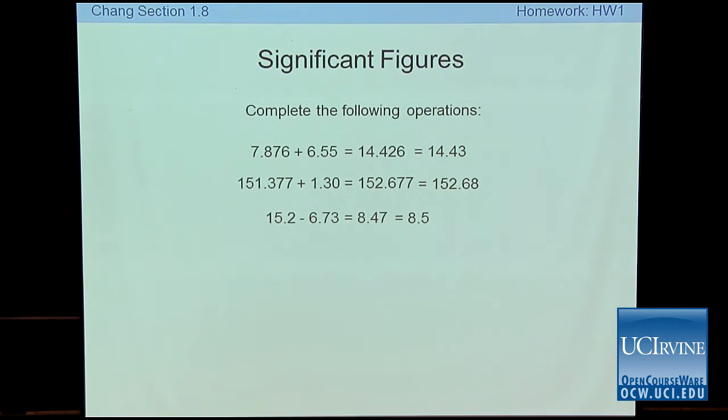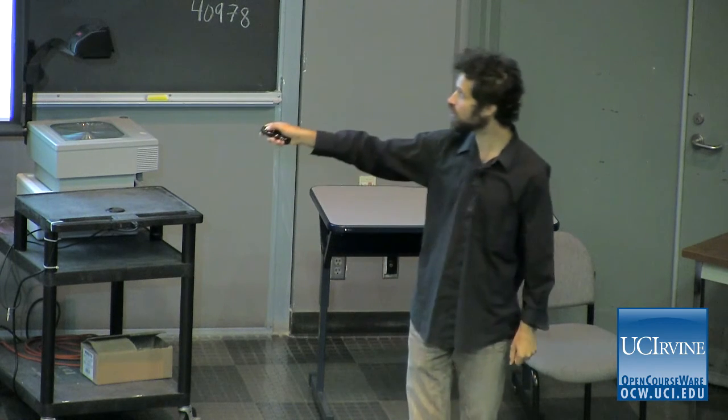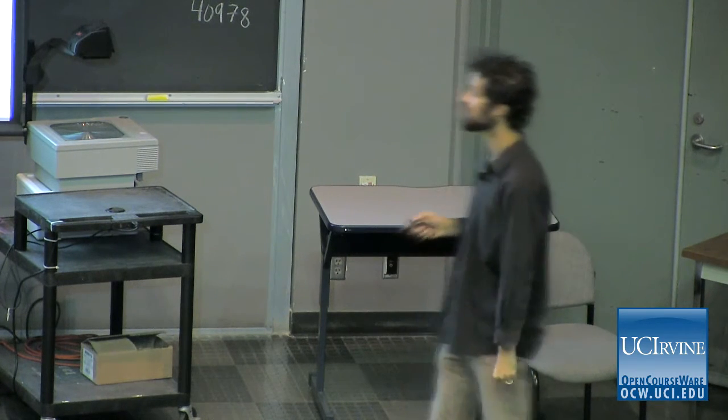8.5. Okay? 8.5. Sorry, this one has 3 significant figures, and this one has 3. The answer has only 2 significant figures. So don't be bothered by this and think that this one should have 3 as well, because that's not the rule. The rule is look only at the decimal places, not the total number of significant figures.